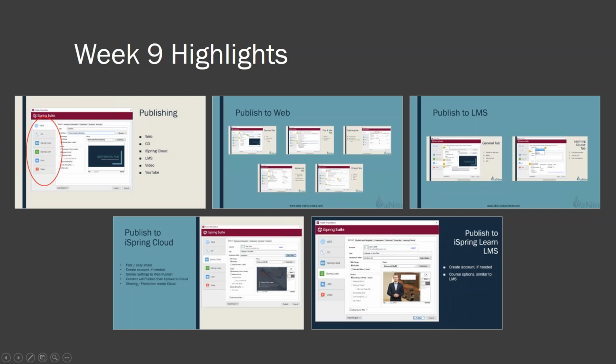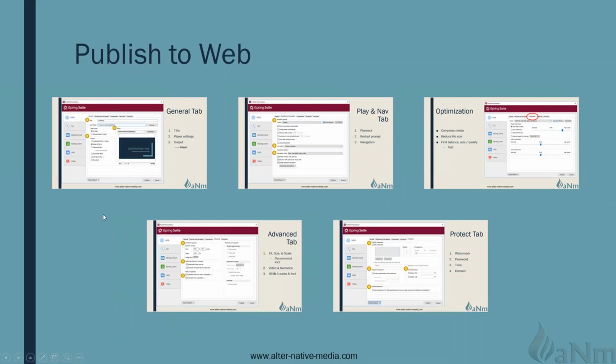We looked at how to publish for the web, being all the different tabs, from the general tab, which includes the title, all the way to how to make sure that you optimize your media, say if you have LMS constraints, to make sure that the package you put out isn't too large, and also ways to set the SCORM or LRS standard, and this is all in the tabs that we went over.